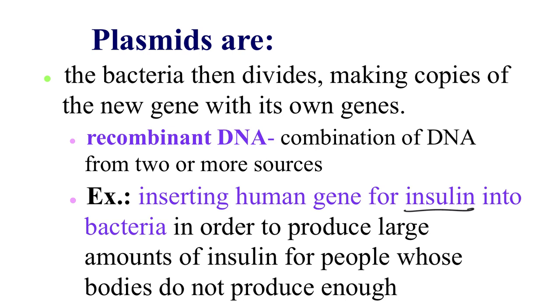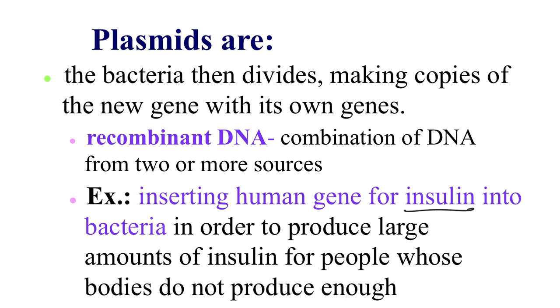And then we insert that plasmid back into the bacteria, and we allow the bacteria to divide over and over again. That bacteria, having a human gene to make insulin inside of it, will start producing insulin for us. And then we just purify it from the bacteria culture and make it available to diabetics who need insulin.